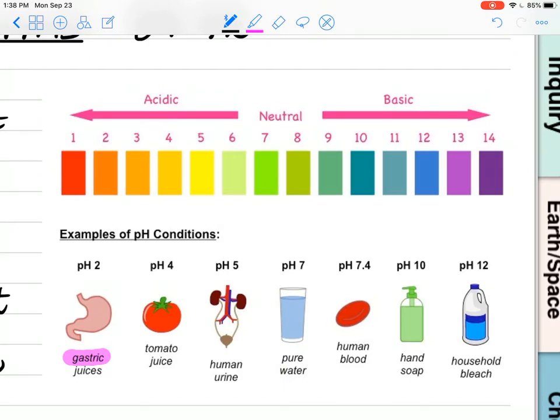These substances will feel oily on your hands. They have a very distinct smell sometimes. So bases are very important, especially in household cleaners. That's probably the most practical use of a base that I can tell you.